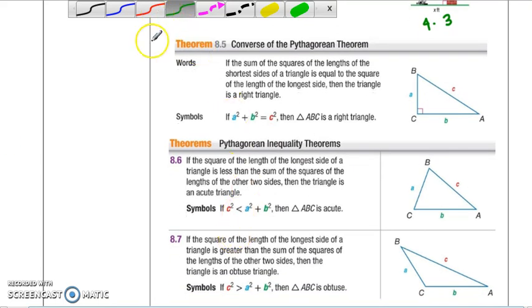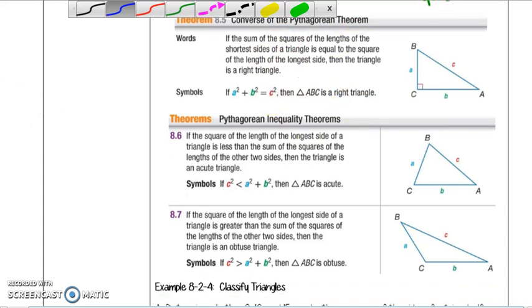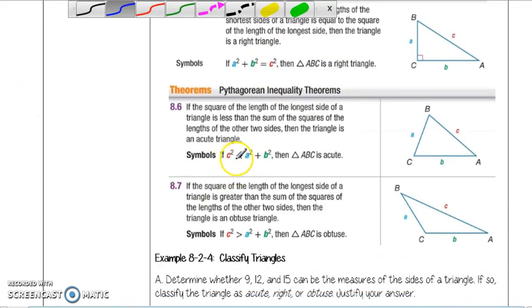So now, the converse of Pythagorean theorem: if we know it's equal, we know it's a right triangle. If we know that c squared is less than a squared plus b squared, then it's an acute triangle. If c squared is larger than a squared plus b squared, then it's obtuse. Okay, so c squared being less, acute; c squared being greater, obtuse; and if it's equal, we know it's a right.